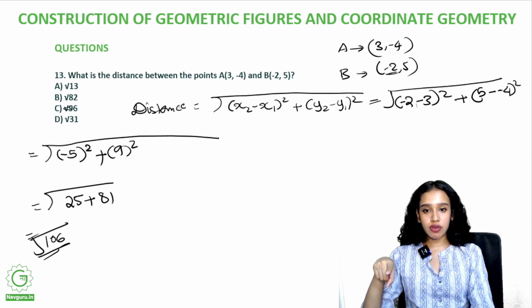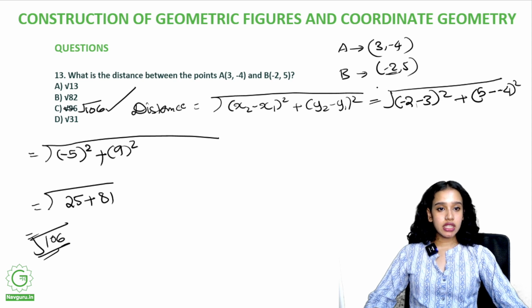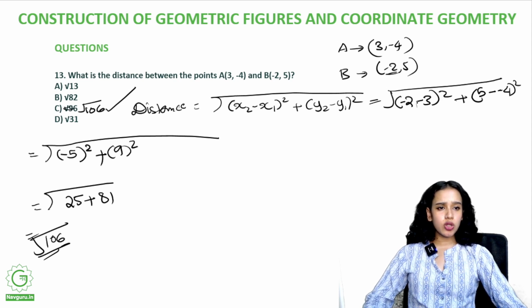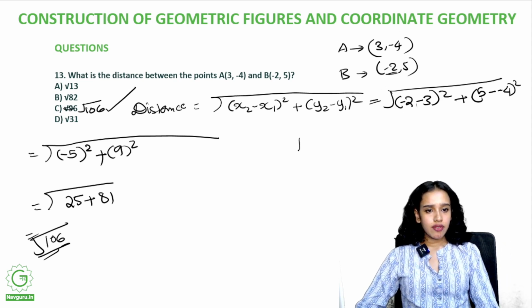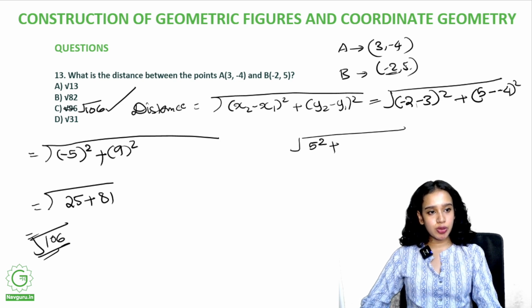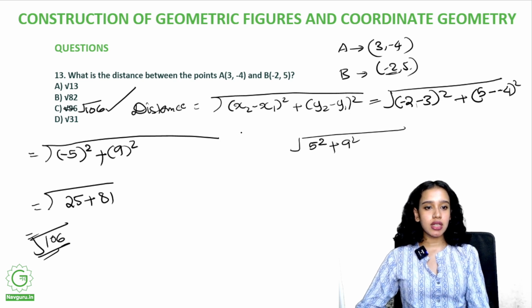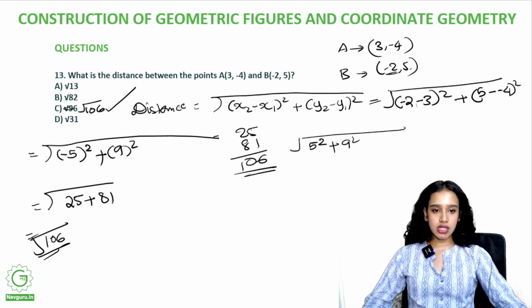So, this is actually root of 106, right? Root of 106 is the answer. Even if we do the opposite, 3 minus 2, we'll get the same. Why? We have root of (3 minus minus 2), which is 3 plus 2, which is 5 square, plus (minus 4 minus 5), which is minus 9 square, which is equal to 9 square. It's the same thing. 5 square is 25 and 9 square is 81. We have 106, so it's root 106.